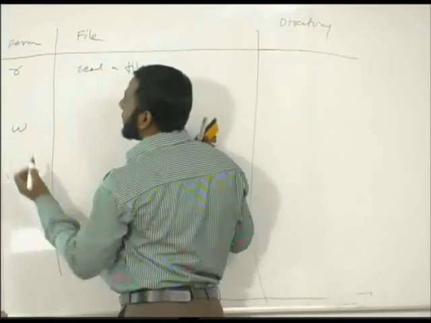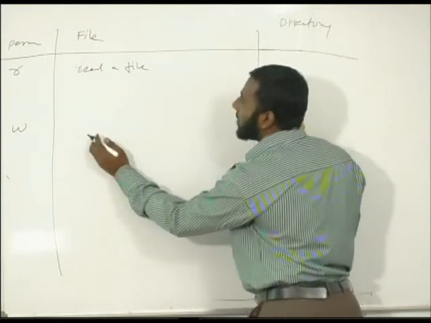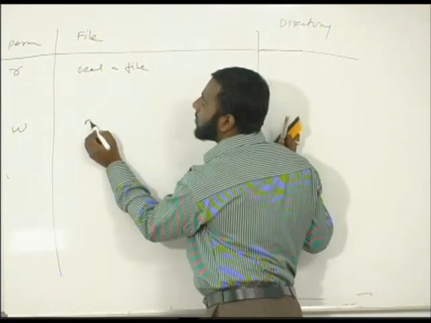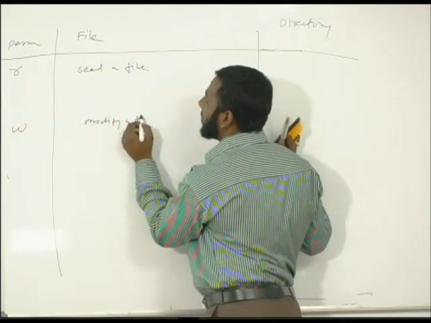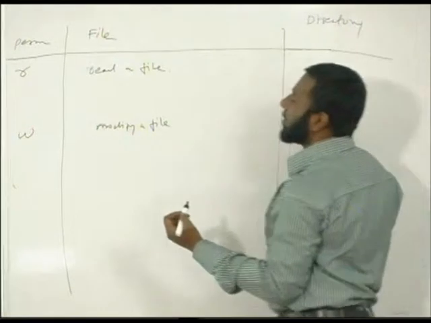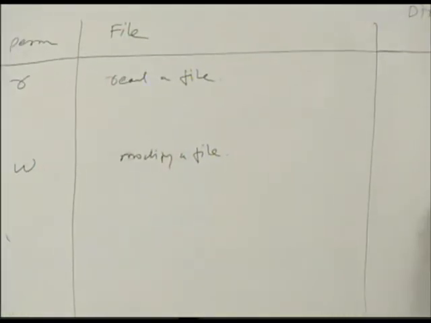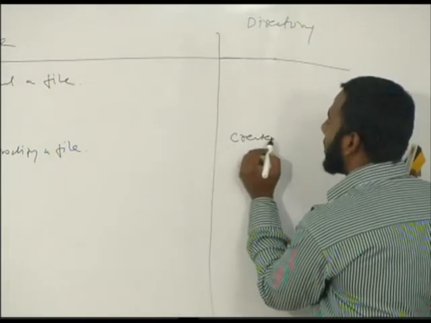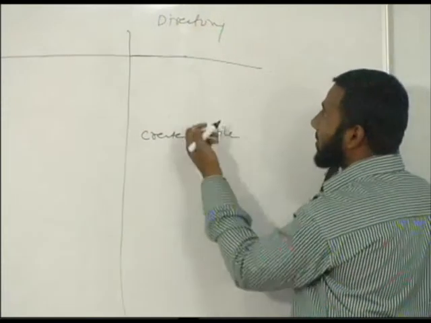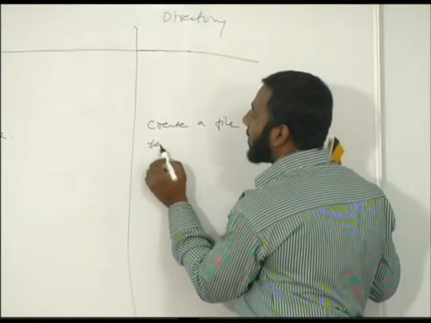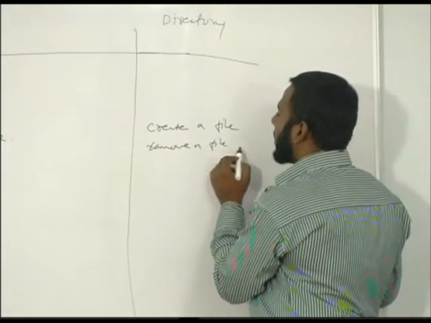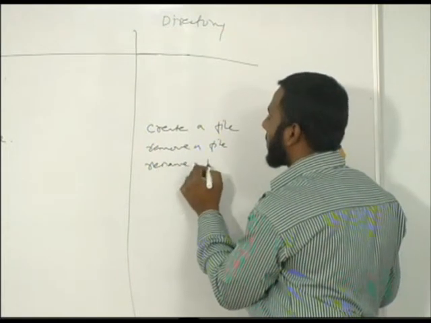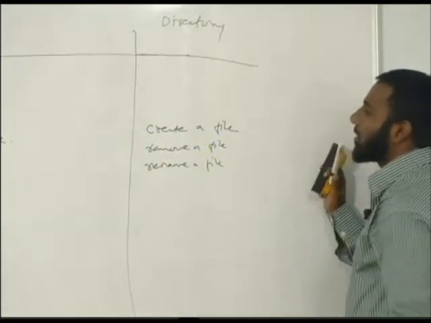If I am using write, it means I can modify a file. I can read and I can modify a file. Now on a directory, write means you can create a file or a directory inside a directory, or you can remove a file or a directory, or you can rename a file or a directory.